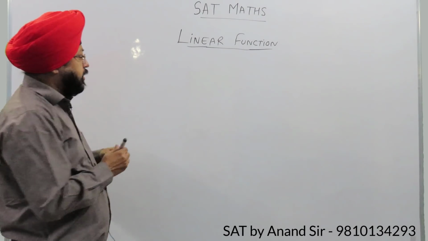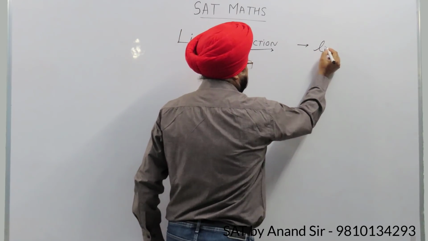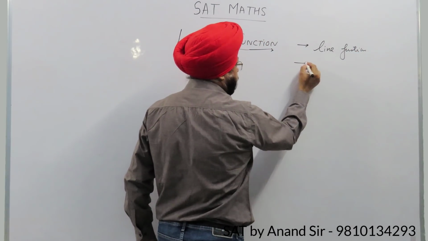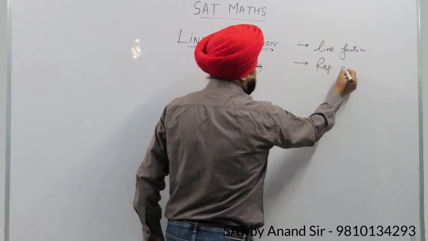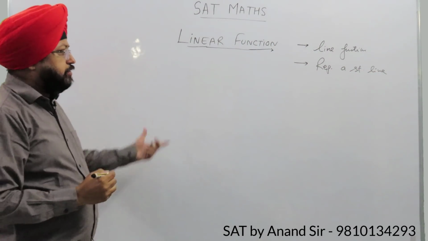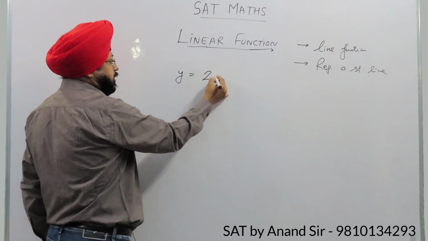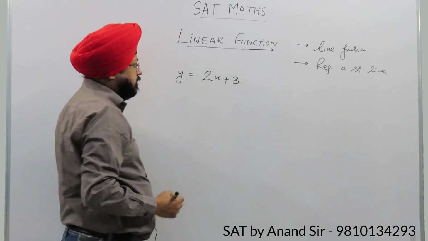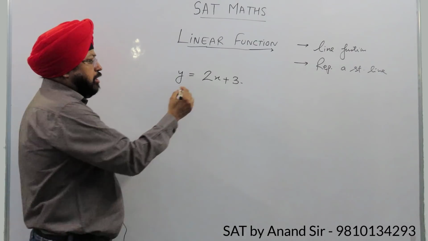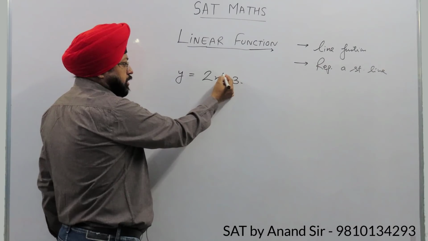See, a linear function means a line function. That is, it means that it represents a straight line. See, you might have seen a relation between y and x as y equals 2x plus 3 or anything like this. This is a linear function because it represents a straight line, and also the variable in a linear function has power 1.